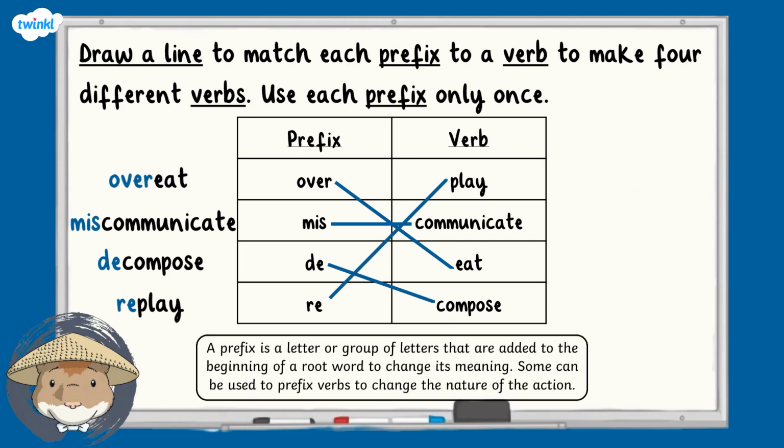You should now have a better understanding of how prefixes can be added to verbs. I hope this video has helped you to understand how to add prefixes to verbs.